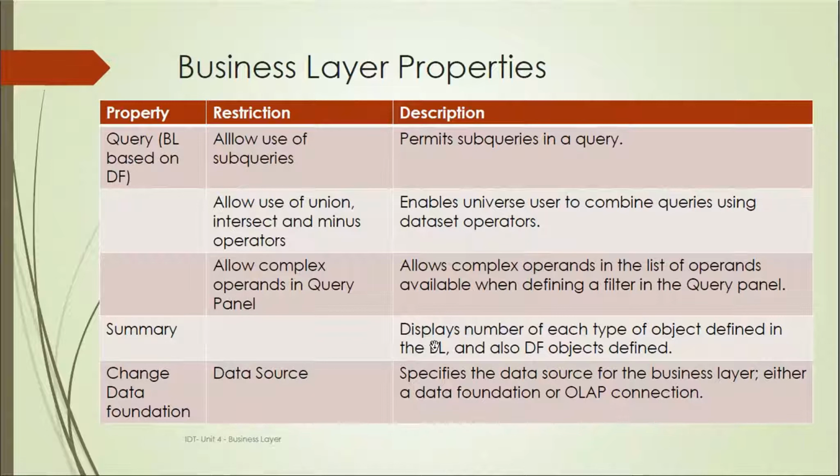Summary will display the number of each type of object defined in the business layer, means how many objects are there, what are the folders and how many folders, what are the dimensions, all will come under the summary. Change data foundation, we can specify the data source for the business layer, either a data foundation or an OLAP connection.